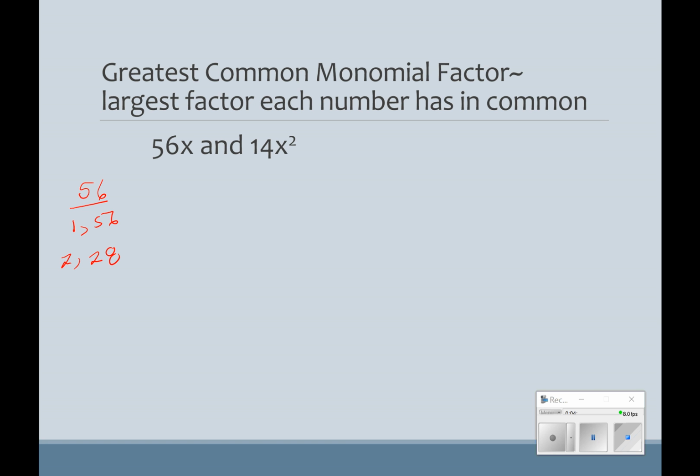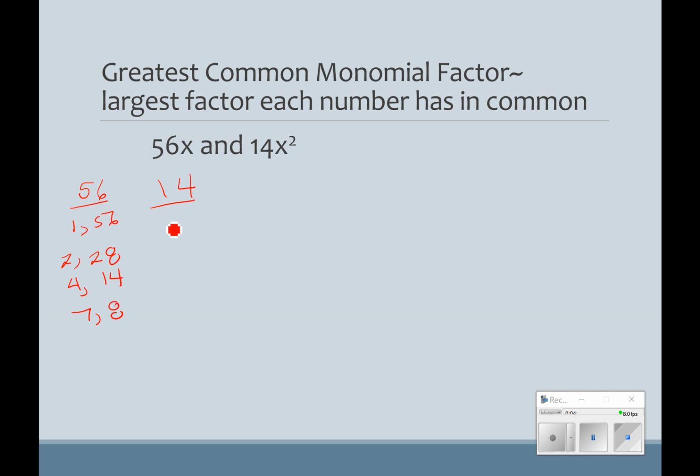Okay. 3 does not go into 56. 4 goes in 14 times. 5 does not go into 56 evenly. 6 does not go into 56 evenly. And 7 goes in 8 times. So they are all my numeric factors.